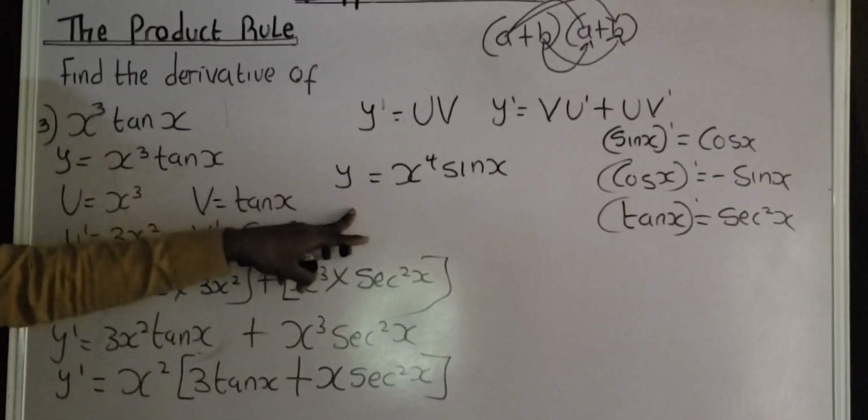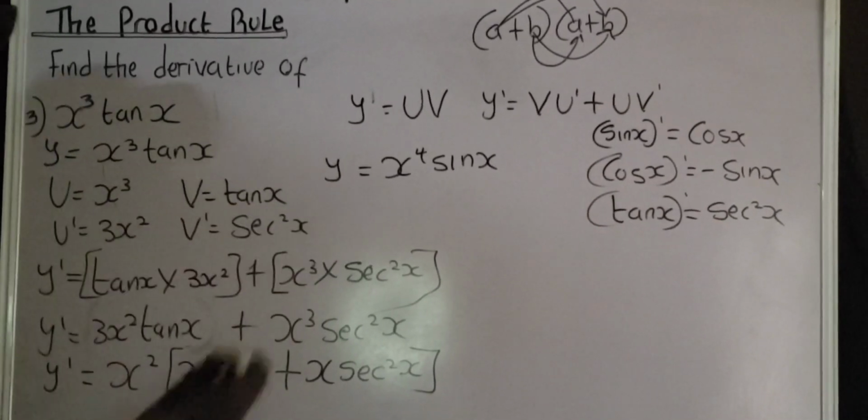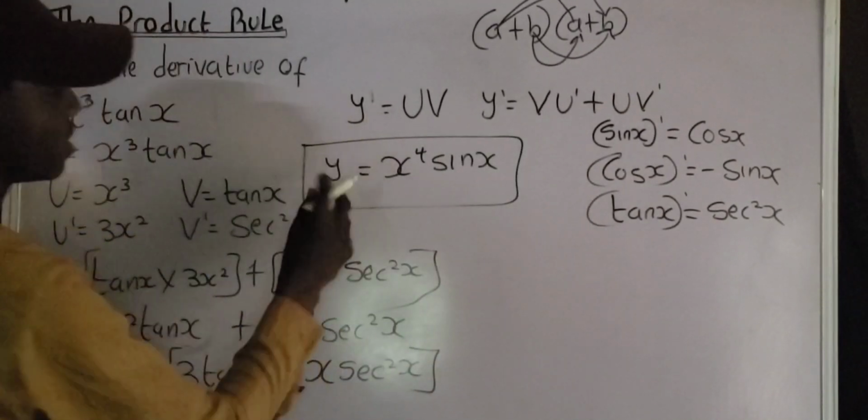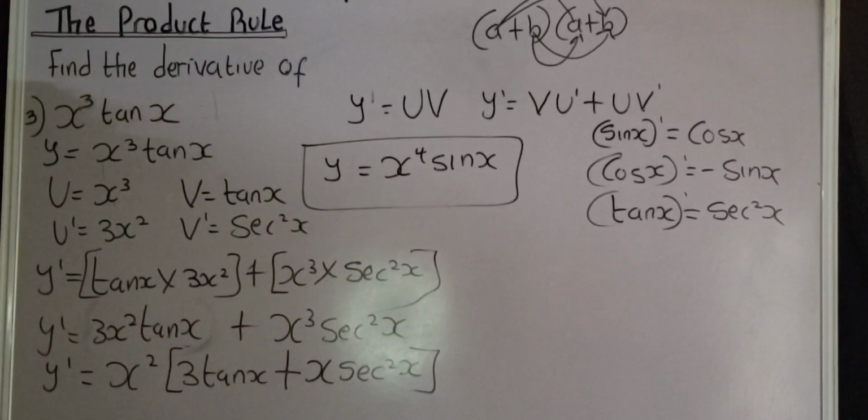So I want you to try this by yourself. Find the derivative of y is equals to x raised to the power of 4 sine x. You understand? Find the derivative of this and drop your answer in the comment box.